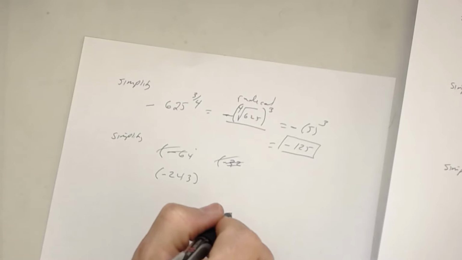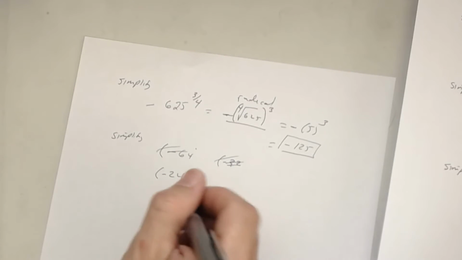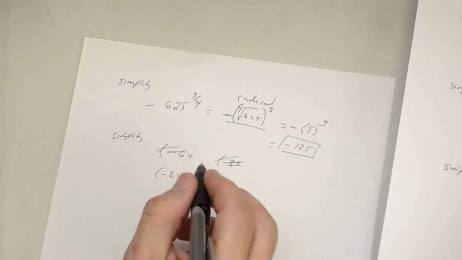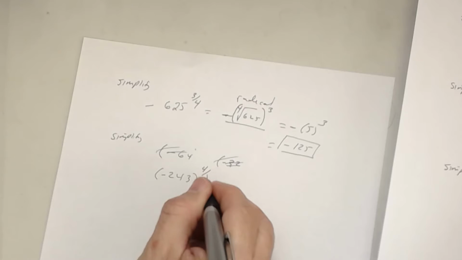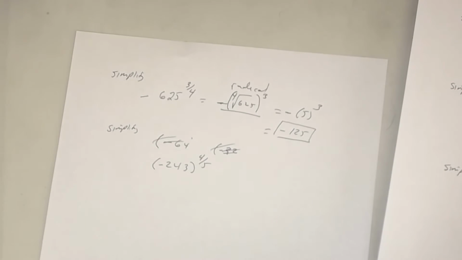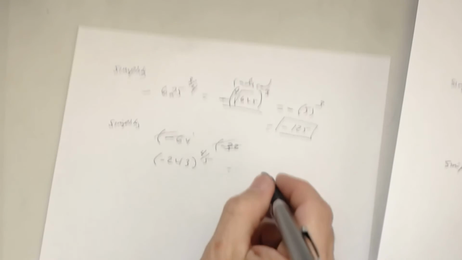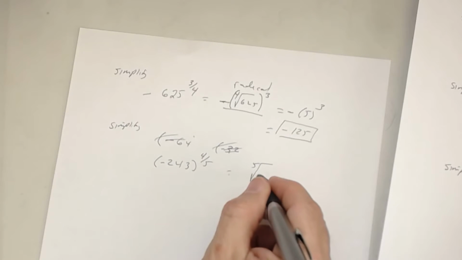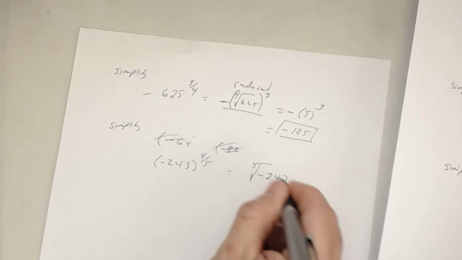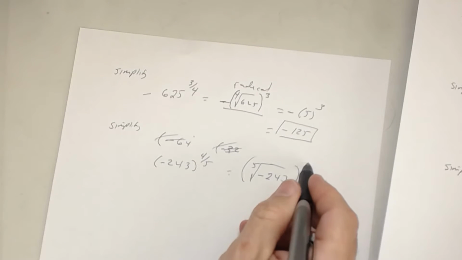The one on the worksheet is easier than this one. Raised to the 4/5. Now remember, the negative is on the inside, not on the outside, because there are parentheses there. All right, let's change that to a radical. So my radical is going to be the 5th root of negative 243, all raised to the 4th.